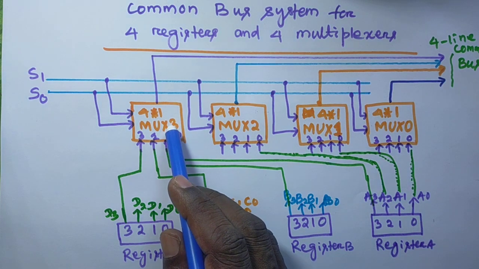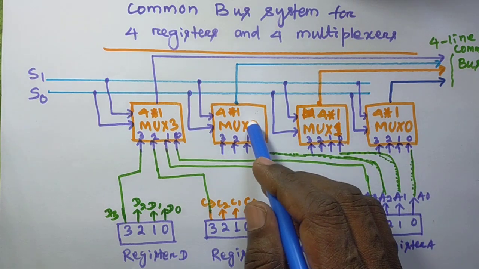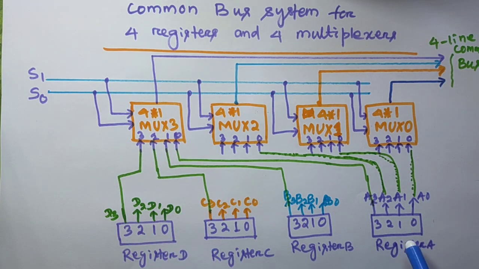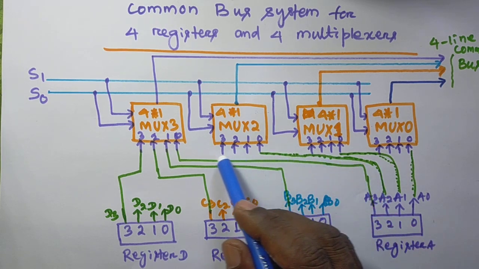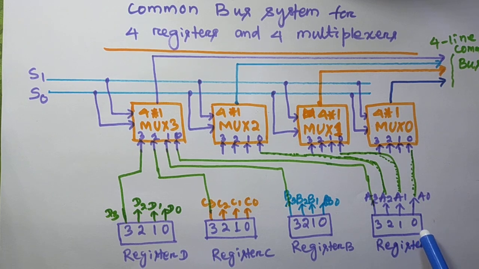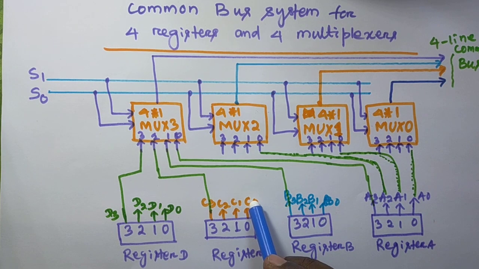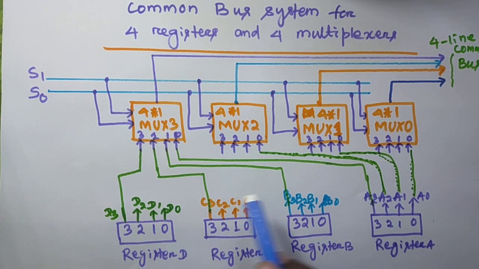Here multiplexer 3 has a 4 into 1 structure. Since it is multiplexer 3, it receives the fourth data from each register, because counting starts from 0, 1, 2, 3. Suppose for register A, the fourth data is A3, which connects to input 0. Each register has 4 data, recognized as A0, A1, A2, A3. Similarly register B has B0, B1, B2, B3, register C has C0, C1, C2, C3, and register D has D0, D1, D2, D3. Each register provides individual data recognized by its own register name.